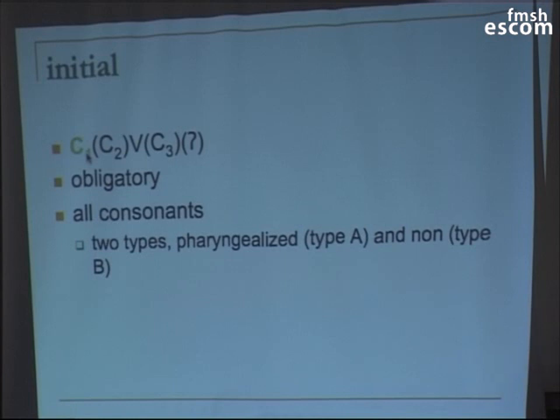Pharyngealized consonants are known from a number of languages, including Arabic, where they're called emphatic, but they're also known from other languages, some in East Asia, in particular the language Nanai, which is a Tungusic language spoken in Russia, actually. The Nanai are known as the Gold, also. And if you've seen the film Dersu Uzala, that was in my mind.